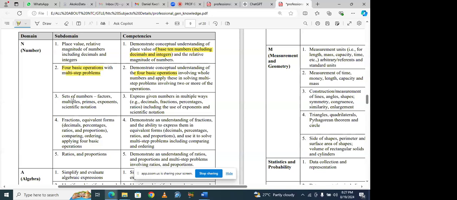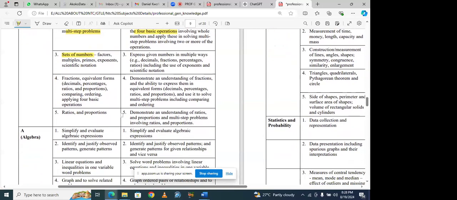Beyond that, we have sets of numbers. I believe someone is jotting down these points I'm saying. Under sets of numbers, we'll be looking at factors of a number, multiples of a number, prime numbers, and exponents. And then we'll be working with these notations. Please bear in mind that we'll be considering this alongside decimals, fractions, percentages, and ratios, while we are dealing with the factors, the primes, the exponents, and all those numbers.